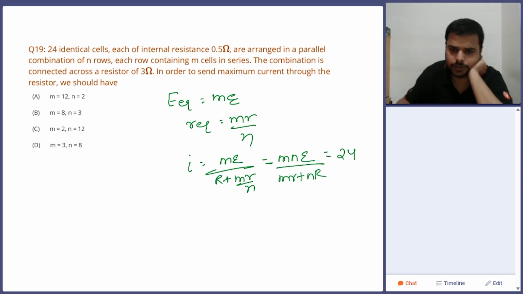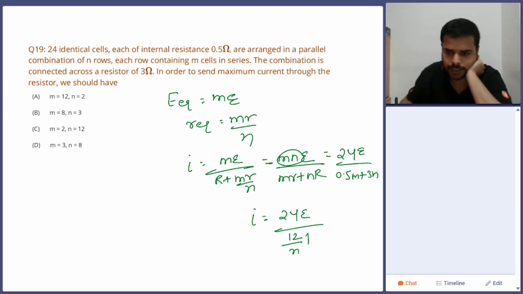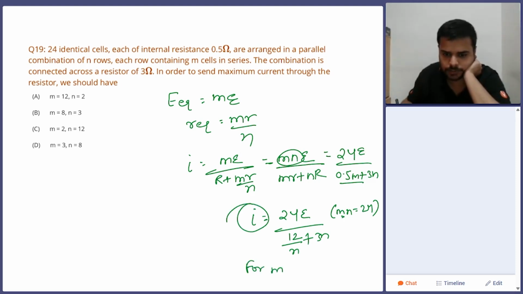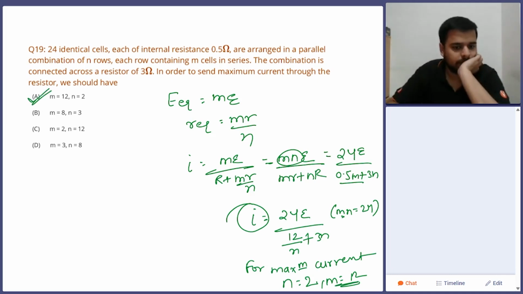So the number of identical cells is 24, so I = 24E upon 0.5m plus 3n. So I will be equal to 24E upon 12 by n plus 3n, because we know mn is equal to 24, right? So we put the relation m is equal to 24 by n. For maximum current, the value of n should be 2. So m should be 12. Option number A.